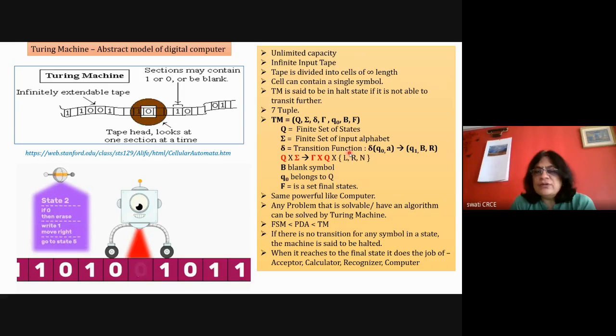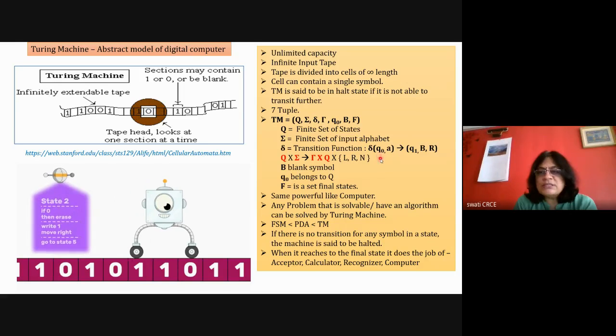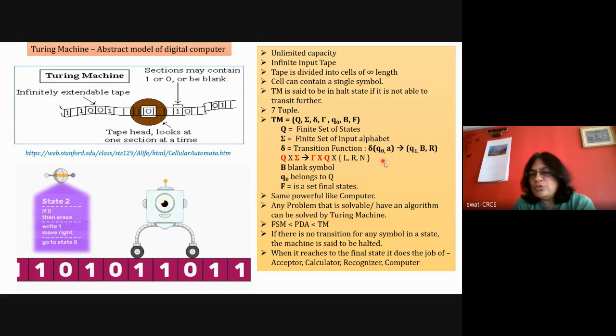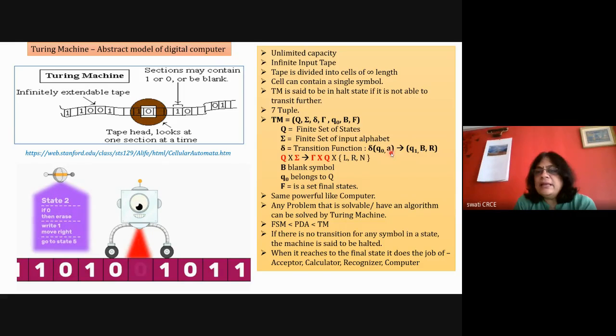Okay, now it is a combination of 7 elements. Delta is a transition function. This is the example of a delta function. Suppose the machine is in the state q0. In the state q0, it is reading a small a here, and then it may transit from q0 to q1, and a is replaced with the blank symbol, and it's going to the right side.